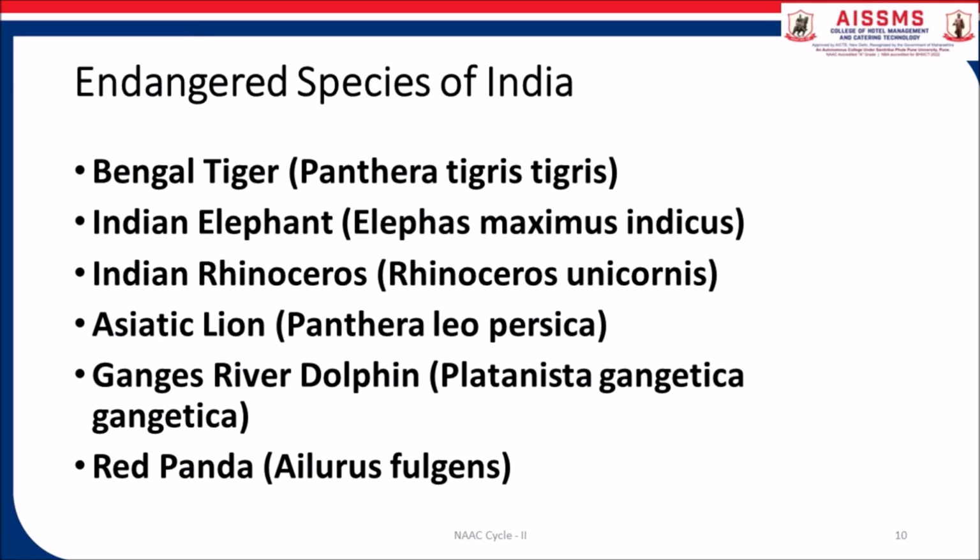Asiatic lion. The Asiatic lion is a critically endangered subspecies found in the Gir Forest National Park and the surrounding areas of Gujarat. It faces threats from habitat loss, fragmentation, and human-wildlife conflict. Conservation efforts include habitat restoration, anti-poaching measures, and efforts to minimize human and lion conflicts.